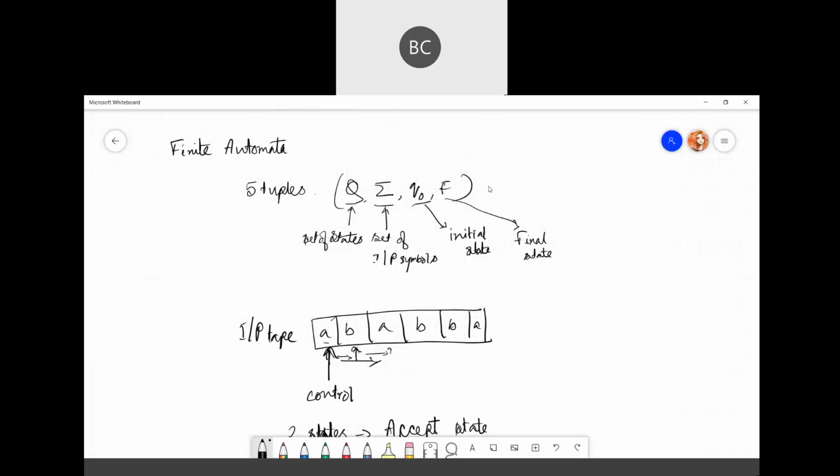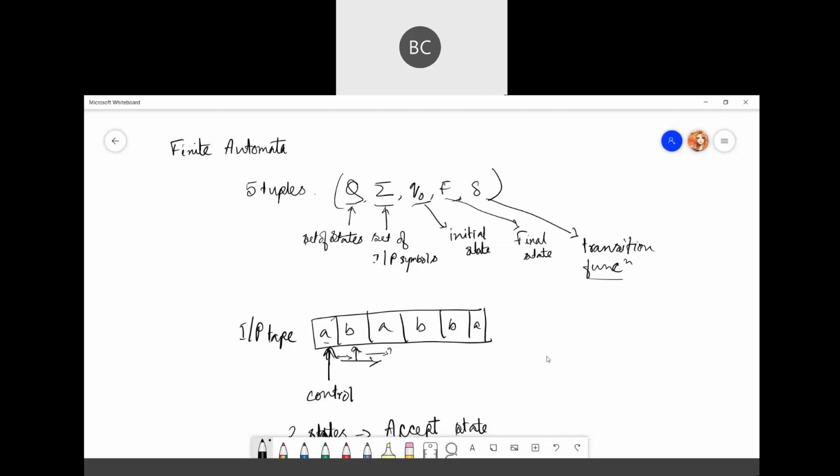So there are 5 tuples, and there is a transition function. Now the transition function decides how to move from one state to another. The transition function will depend on the type of the finite automata. As you know, there are two types of finite automata: one is deterministic and the other is non-deterministic.